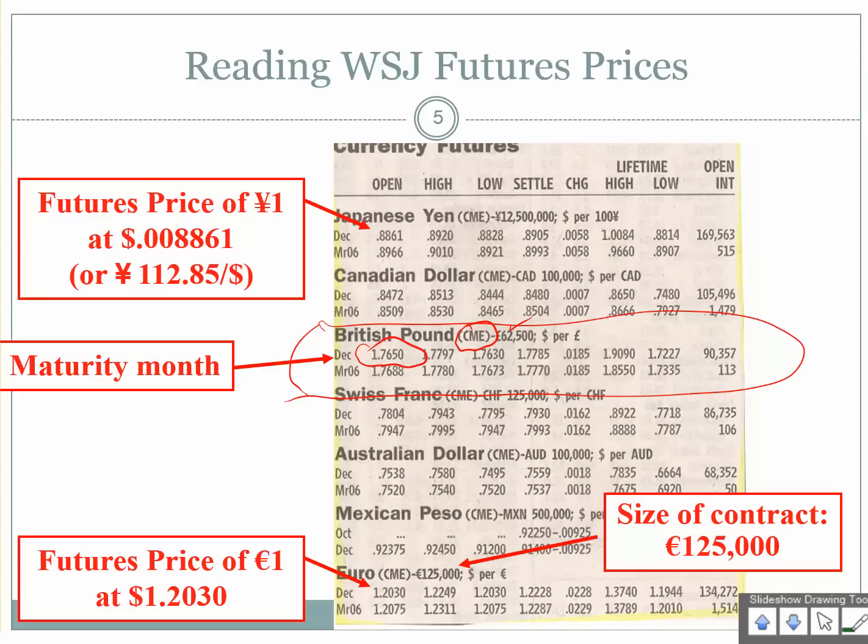So if I were to buy one contract at the opening on this day for December delivery, it looks like I would be committed to buying 62,500 pounds at $1.7650.